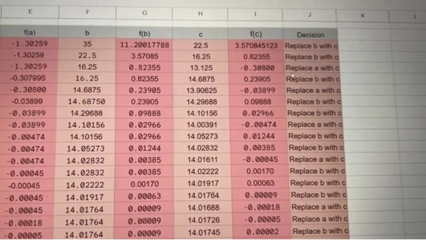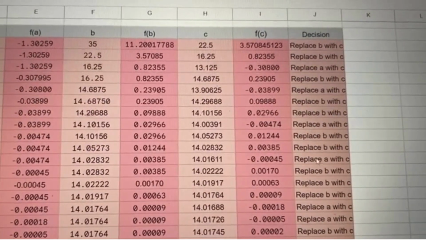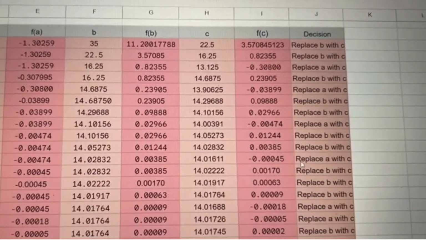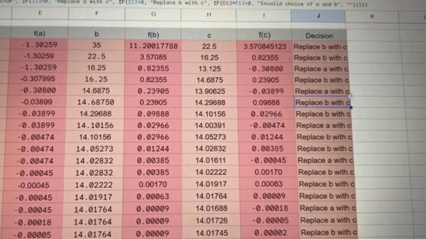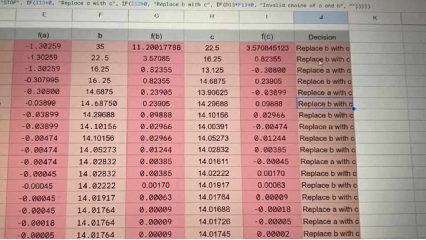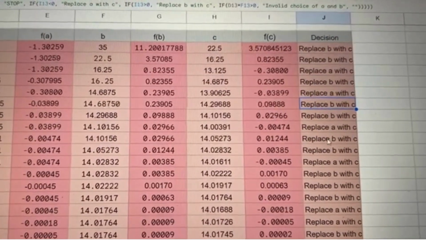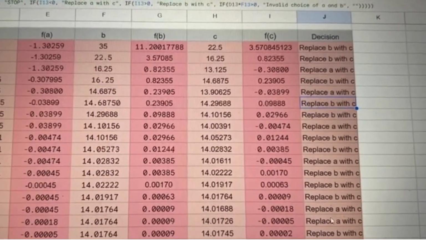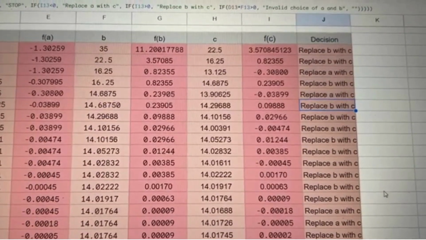Replace A with C: 1, 2, 3, 4, 5, 6. So in the pie chart, there were 6 of it. So it is right. Let's check replace B with C: 1, 2, 3, 4, 5, 6, 7, 8, 9, 10, and 11. That means the pie chart is right.